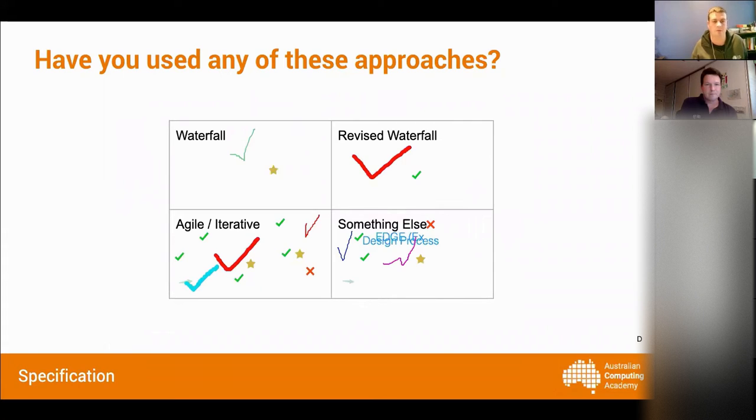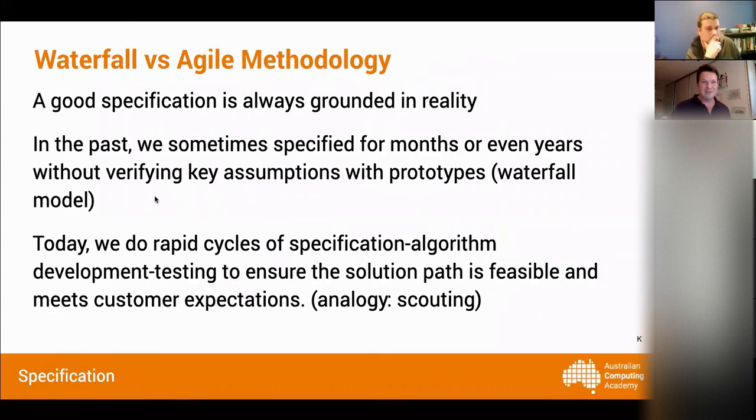Yeah. So a lot of people are using Agile and Iterative or something else, maybe the design process as well. Awesome, everyone uses a bit of different things. Great, it looks like there's quite a majority for Agile and something else, right? So just recapping, Waterfall versus Agile, okay?